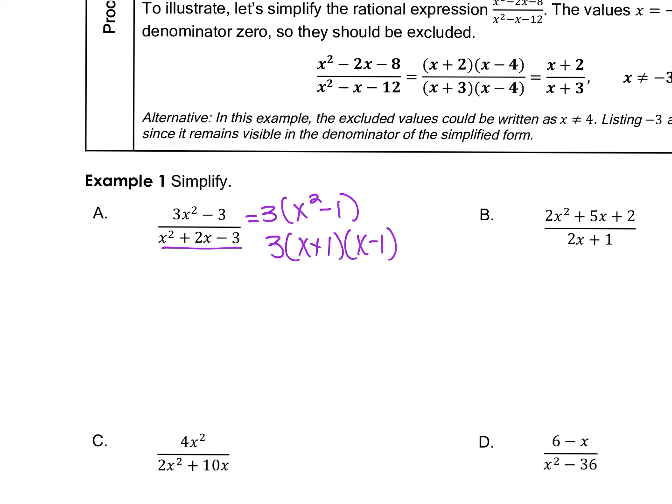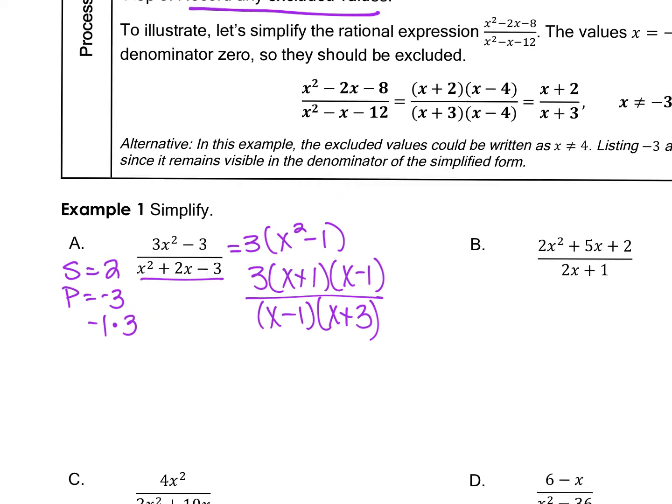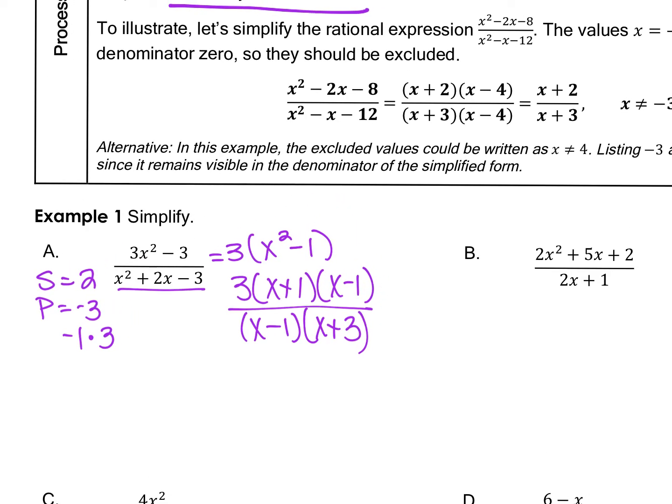The denominator, notice it's a trinomial that does not have a GCF, so I need to use sum and product. Sum is 2, product is negative 3. So I want to find two numbers that add to 2 and multiply to negative 3. That would be negative 1 and 3. So I would have (x - 1)(x + 3) in the denominator.